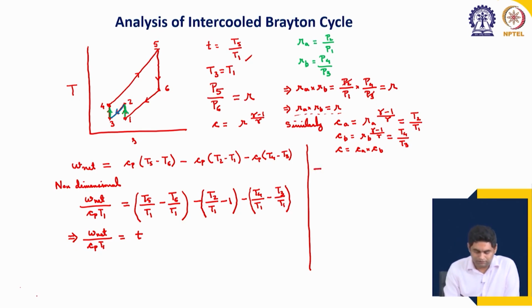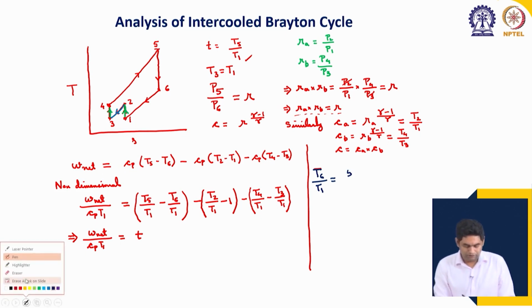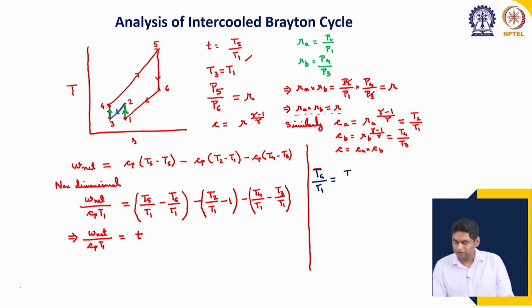Okay, let us use some other color, so that we can distinguish between this. So, T6 by T1, we can write this as T6 by T5 into T5 by T1. Why we have written in this form? Because now we can easily express this in terms of C and T. Okay. So, what is T5 by T1? We already know that is equal to small t.